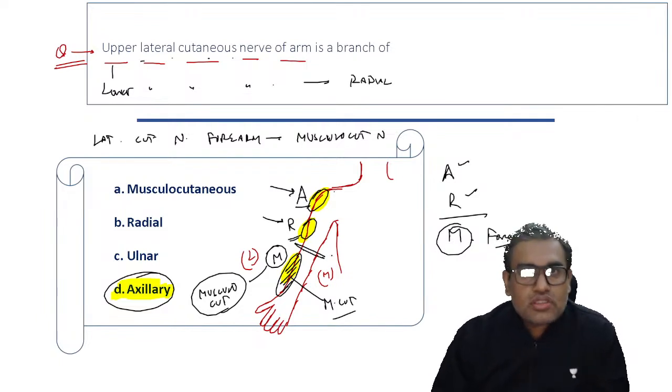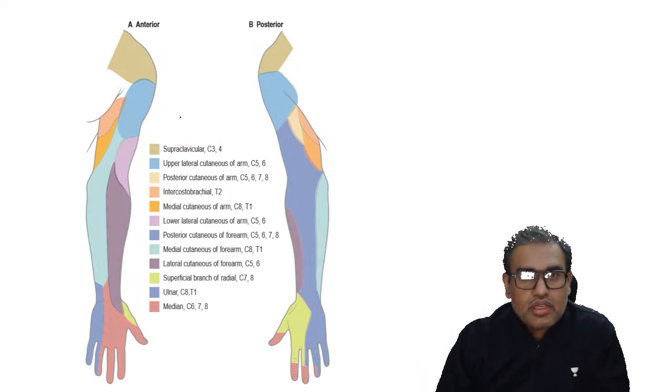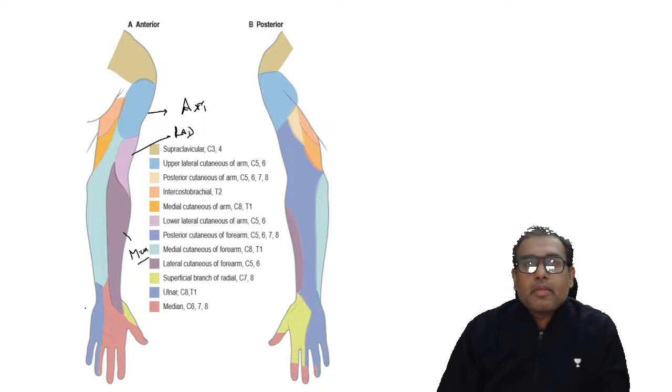You can frame many questions from this. Let me show the image also. This over here is the upper lateral cutaneous nerve of the arm, the axillary nerve. This one is coming from the radial nerve, and this whole part is the musculocutaneous lateral side. Clear?